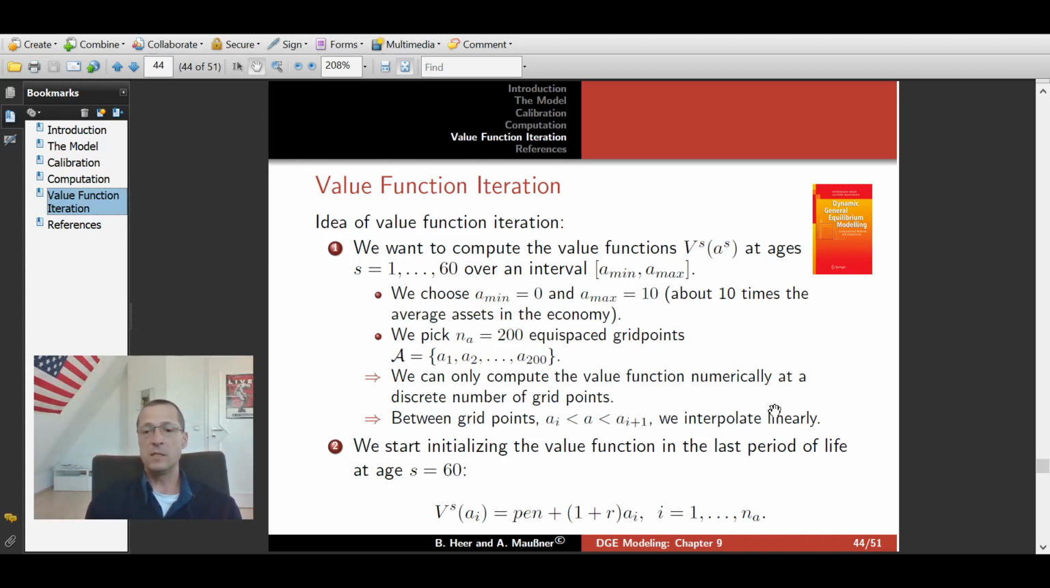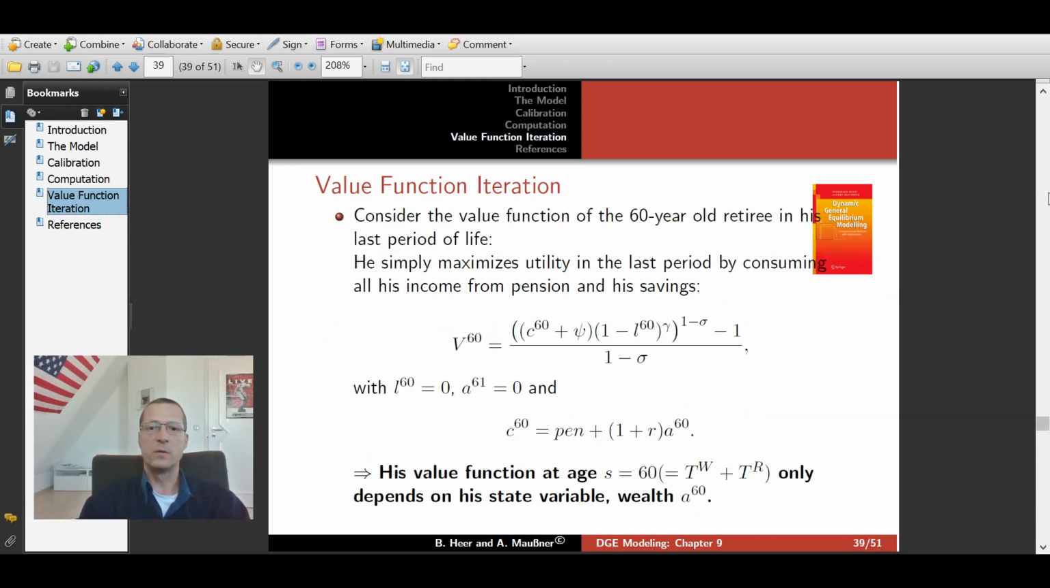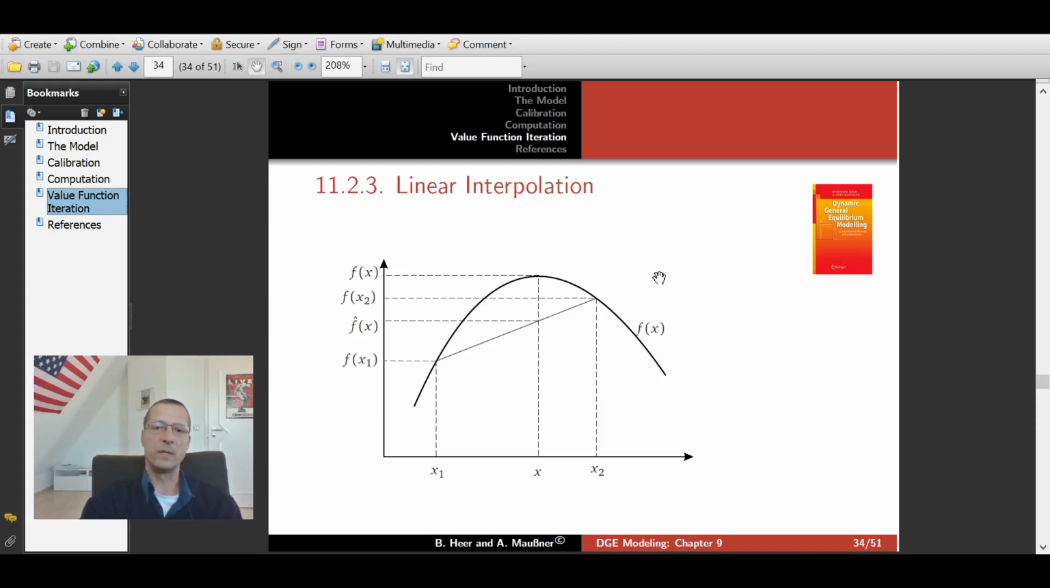Between grid points, we interpolate linearly, as I have shown you before. So we just use this linear interpolation method here, which is very easy. We store the value function at a grid point x1 and at a grid point x2, and if we want to compute the value function between two grid points, we use linear interpolation. And because, as we will see, the value function has the same shape as the utility function and is concave, we are off the true value, and we have of course an approximation error here.